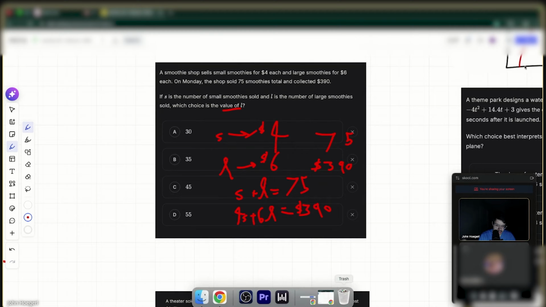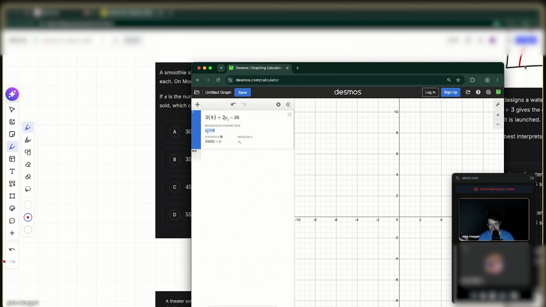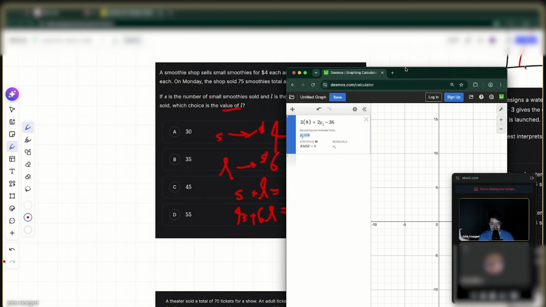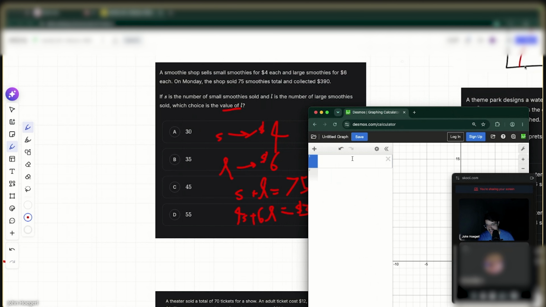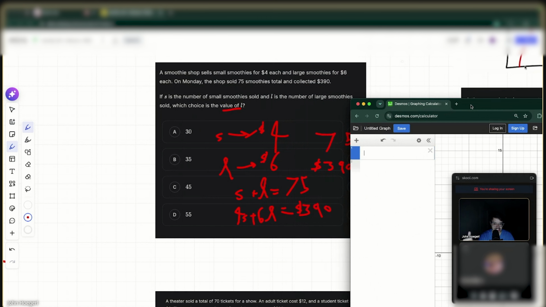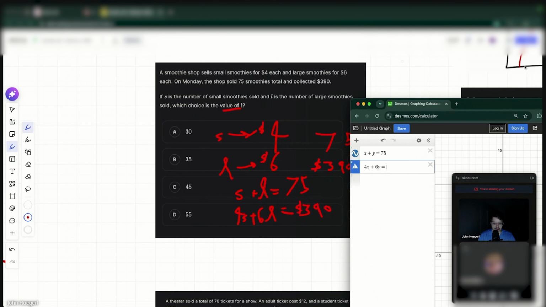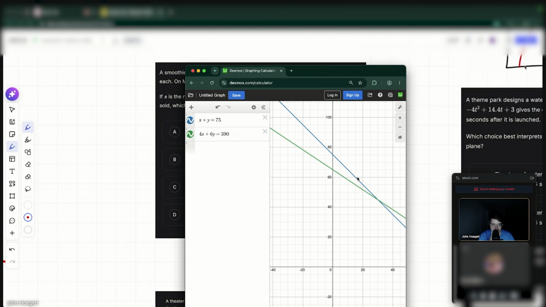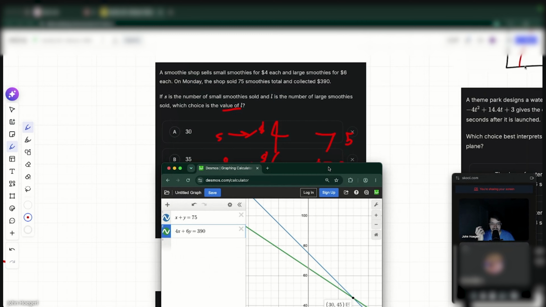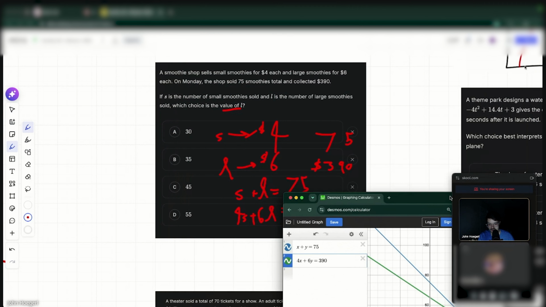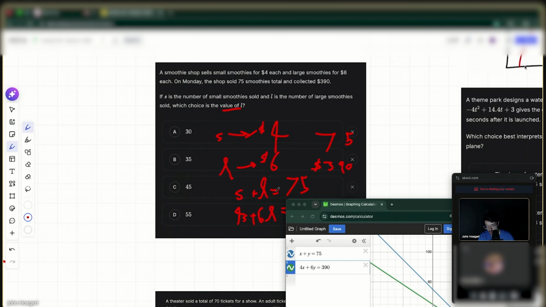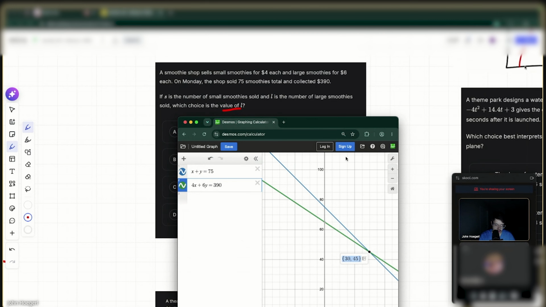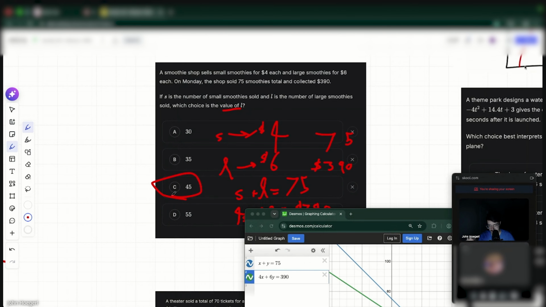And then all we would do from this point on is put this exact stuff into Desmos. If you want to do it the simple way, you are going to have to replace S and L with X and Y. So I would instead say x plus y is equal to 75, and then 4x plus 6y is equal to 390. Something like that. And then we can just see where they intersect, which is here. It asks us for the value of L. If we match this up, you can see y would be L. So the y value here would be 45. Therefore, we go for 45 as the answer.